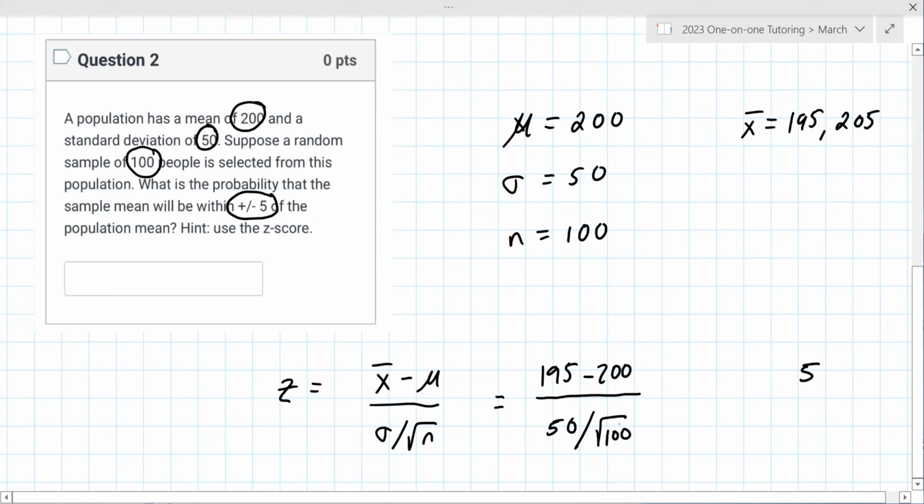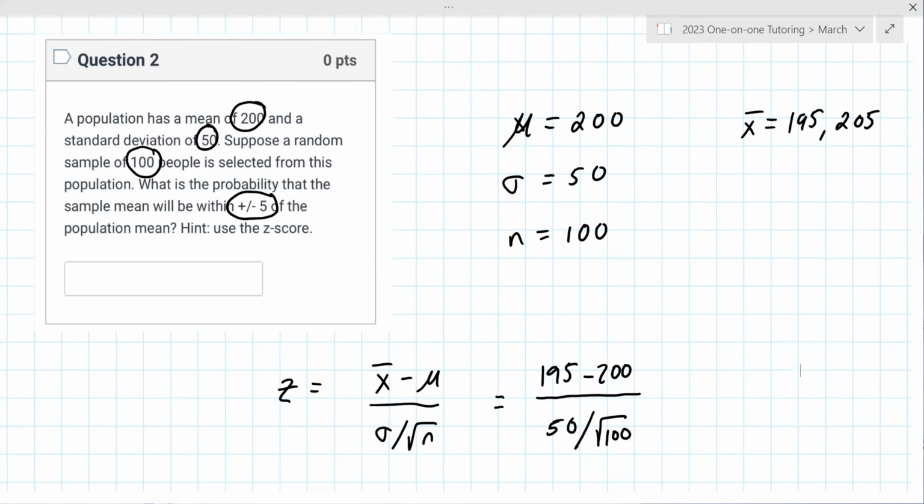This is one way to do this problem. I'll show you another in a moment. For the 5, that gives you a z-score. So we should calculate that real quick. If the mean were 300, it would be 295 to 300.